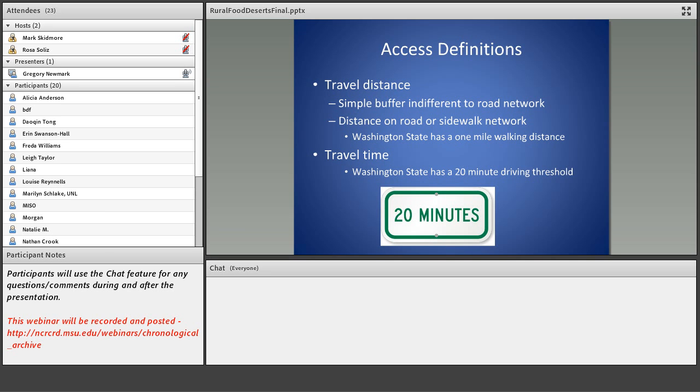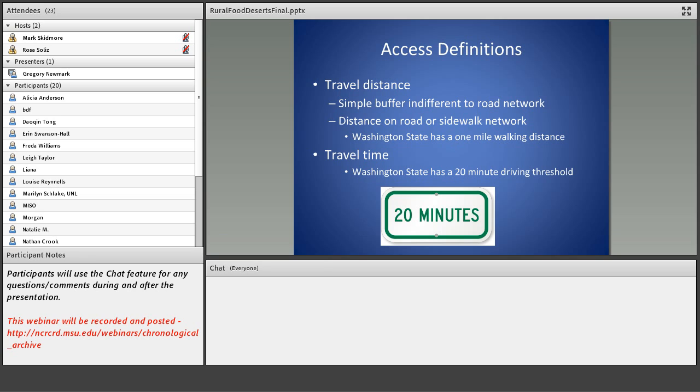And now moving from the food resource to the access definition, most commonly people use simple travel distances and typically a straight line distance that is indifferent to the road network. So they would buffer the food resource without concern for the actual road network. And that also reflects early GIS. Now that we have much stronger GIS capabilities, we're looking at network distances. So, what is the actual distance that a person has to traverse to get there?